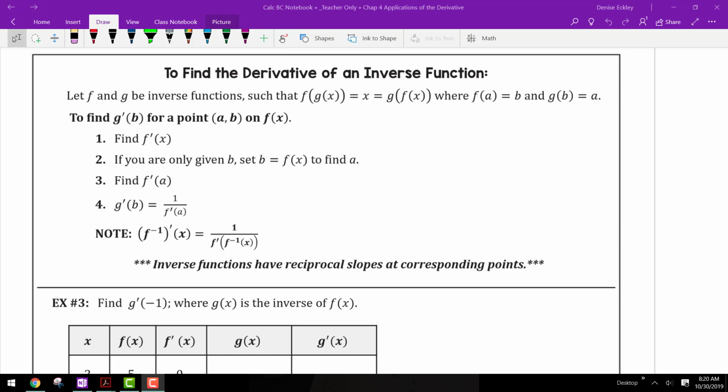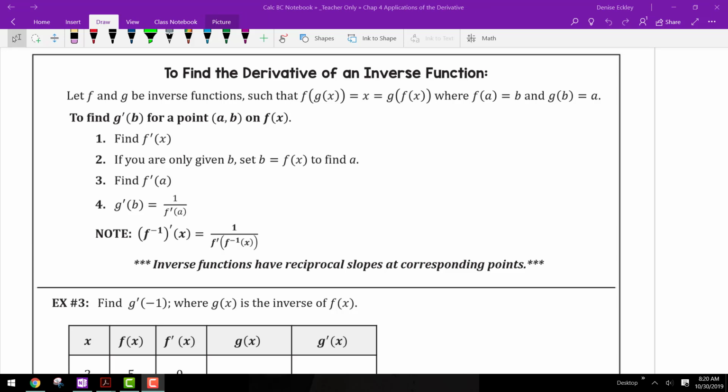So to start with, let's go through the steps that you take. First, you want to make sure that you're dealing with two functions that are inverses of each other, so that f of g of x equals x and g of f of x equals x, and that the points are switched. So if you have f of a equals b, then g of b equals a. So here's how we do this.